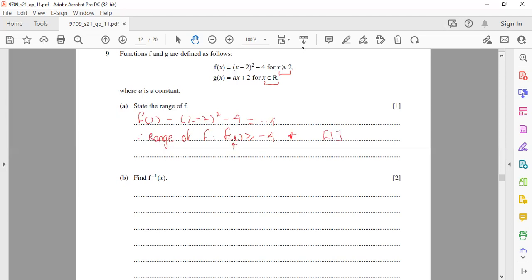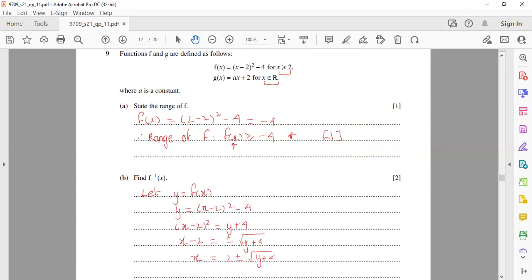Next part, you are required to find f inverse of x. All right, so let's find f inverse of x. First of all, let y be equal to f of x. y is equal to (x minus 2) whole squared minus 4. (x minus 2) whole squared is equal to y plus 4. x minus 2 is equal to plus or minus the square root of y plus 4, and x is equal to 2 plus or minus the square root of y plus 4.